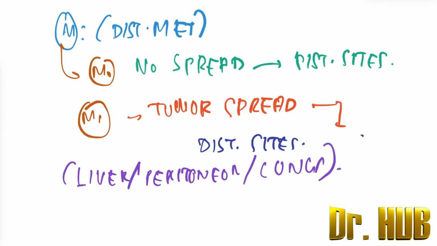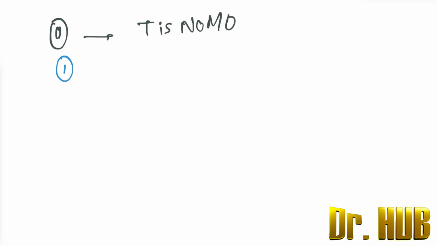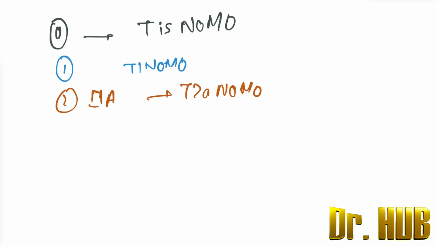Now let's focus on the AJCC stages. When do you call it a stage 1? Before stage 1 comes stage 0. Stage 0 is when it is Tis N0 M0. Then comes stage 1, which is T1 N0 M0. Stage 2 has 2A, that is T2a N0 M0. Then comes 2B, which is T2b N0 M0.